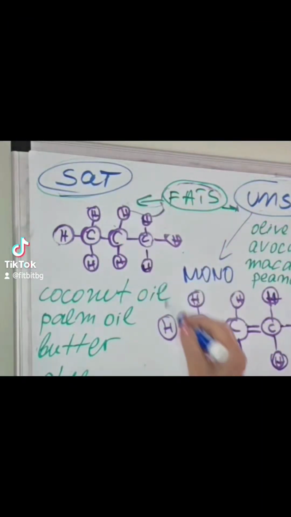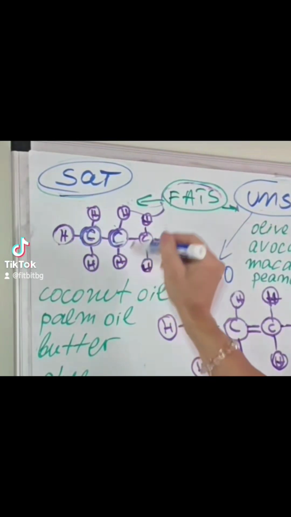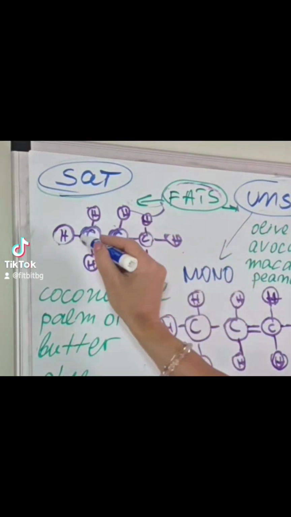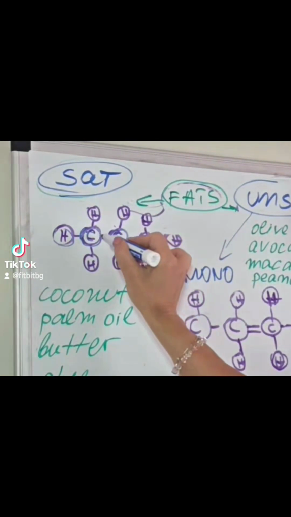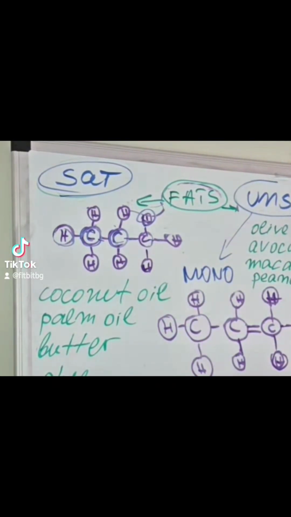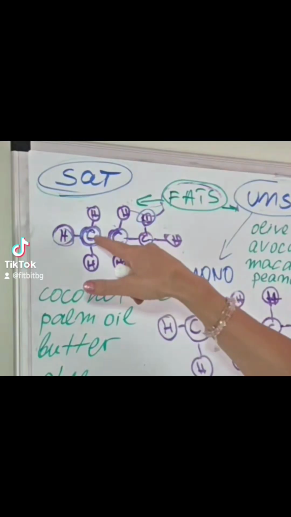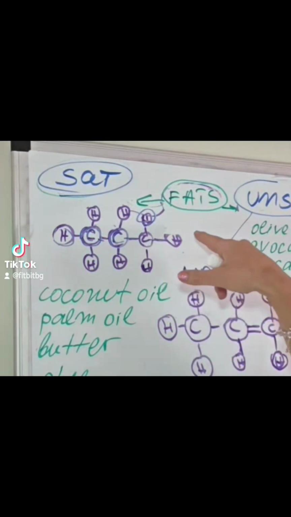With the saturated fats, as you can see here, I have drawn a carbon chain, and each carbon is connected to a carbon. And as you can see, it is a constant link. That's why it's called saturated, because every carbon is saturated with hydrogen.